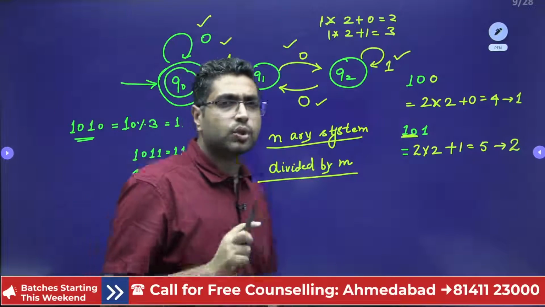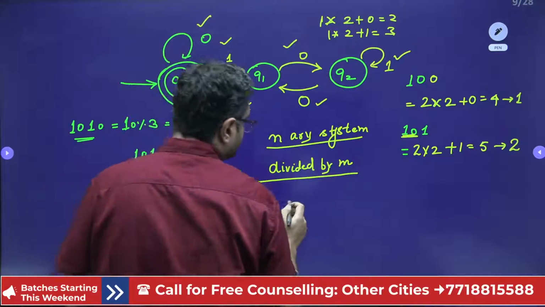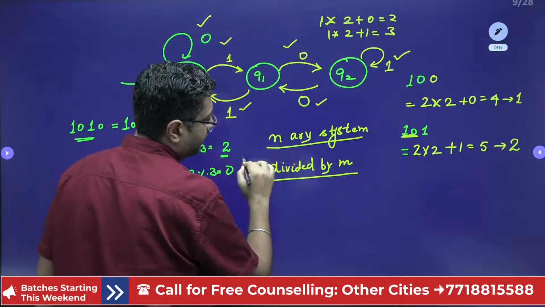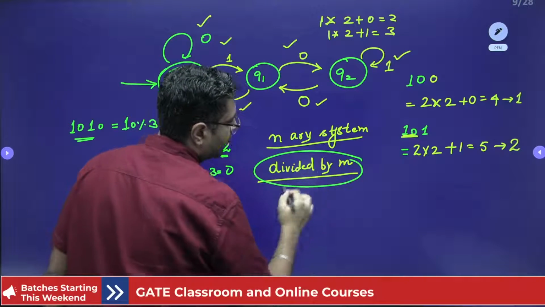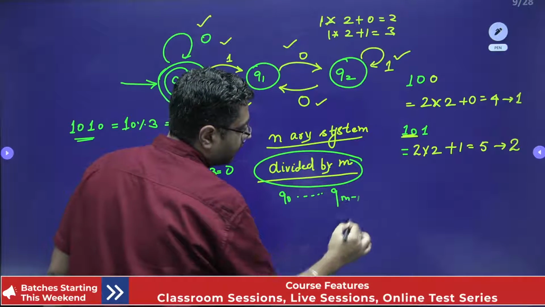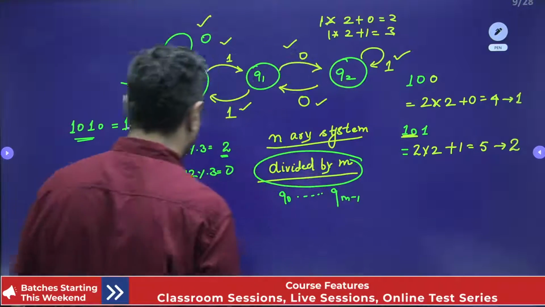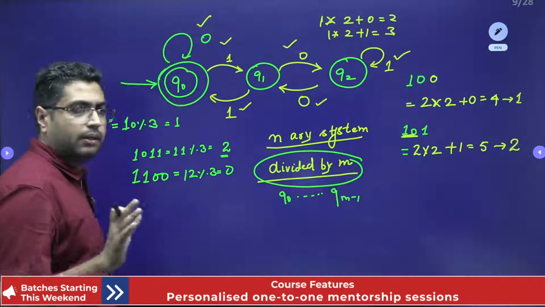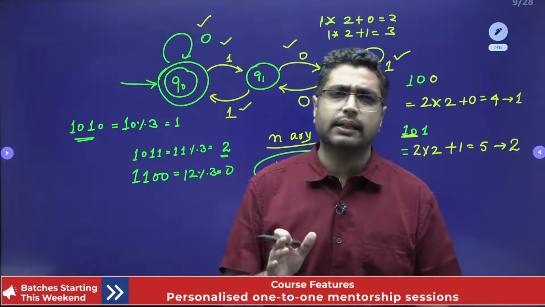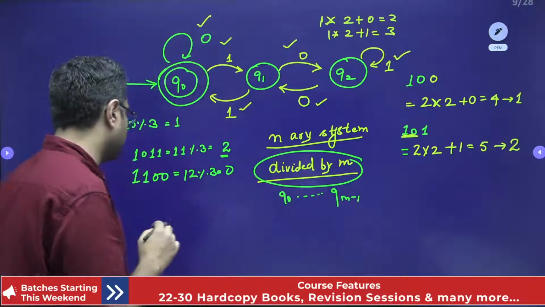So what is the short trick for this generic case? The short trick is very simple. You will place all these states. So divided by m, you will have m states, Q0 to Qm minus 1. You will place all these states on the rows, and use the transition table to represent the transitions. So again, DFAs can also be represented using a transition table. How do we represent DFAs using a transition table?